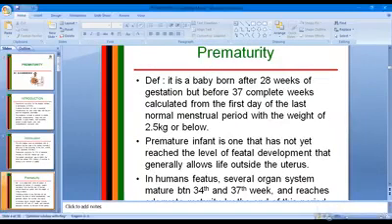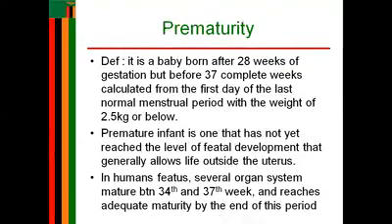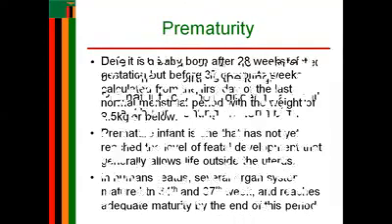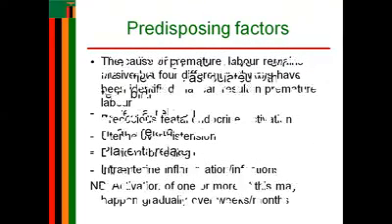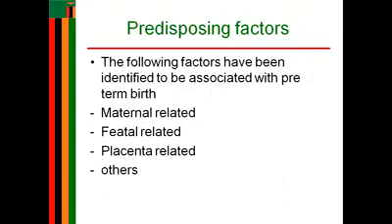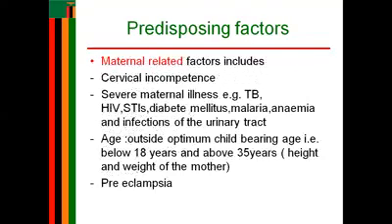So from here we can move on to the predisposing factors of prematurity. We are going to talk about them in groups, and I'll start with maternal related factors. So when it comes to maternal related factors, the first one is cervical incompetence.